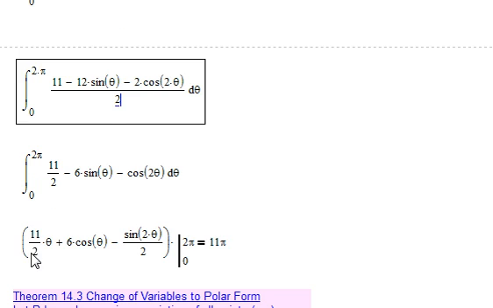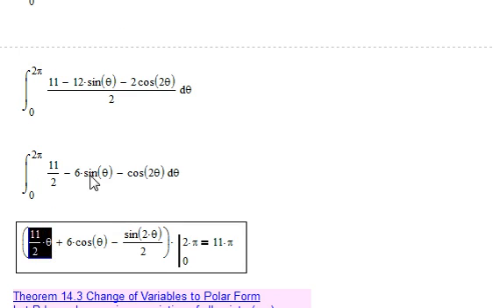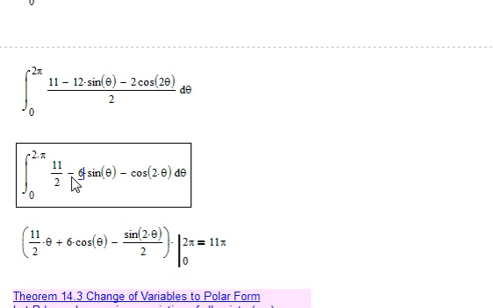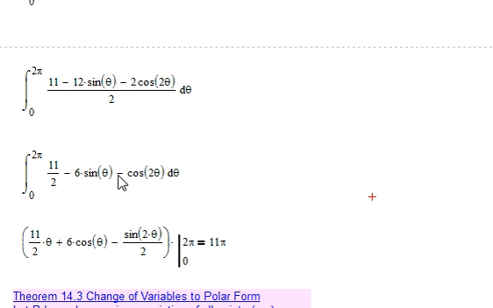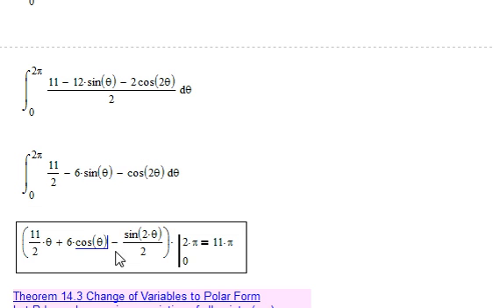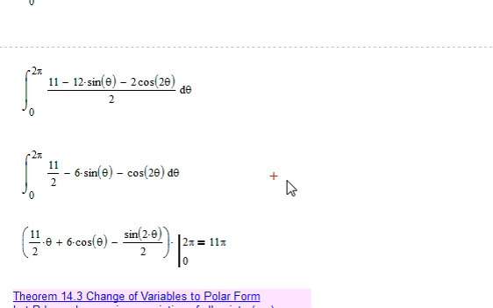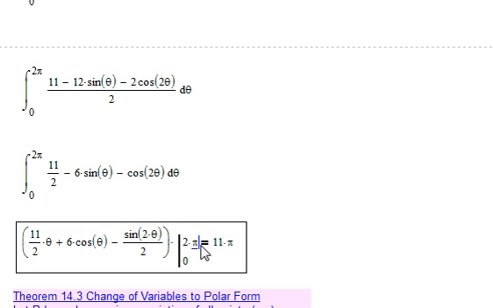Finally integrating, I got 11 halves theta. The integral of sine is negative cosine, but notice this sign changed to a plus. And the integral of cosine 2 theta is sine 2 theta over 2, and notice this sign stayed the same. And so finally, I need to evaluate that with theta going from 0 to 2 pi.